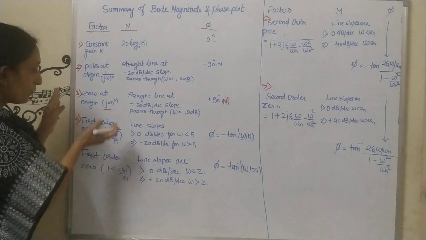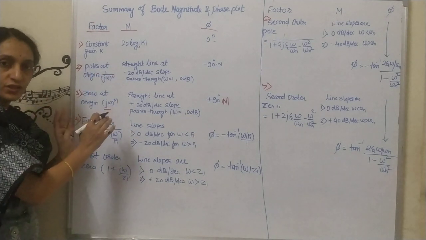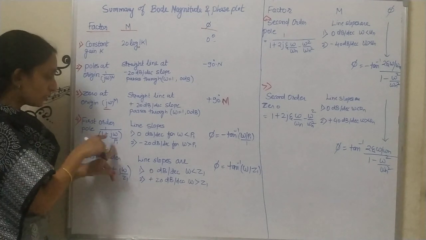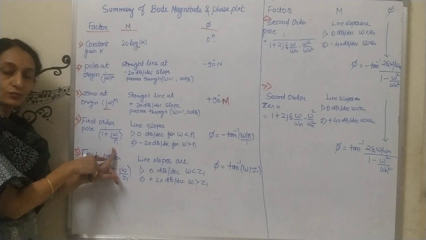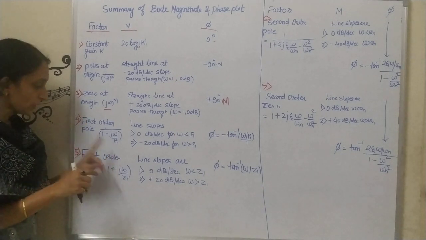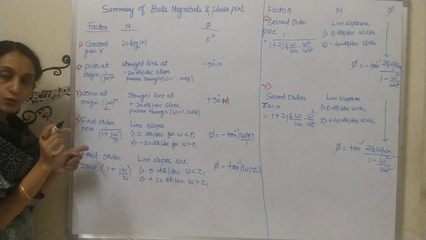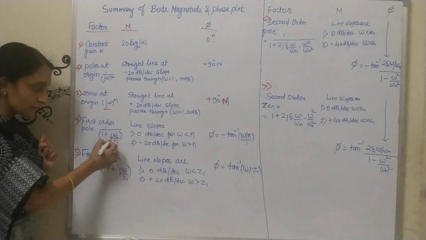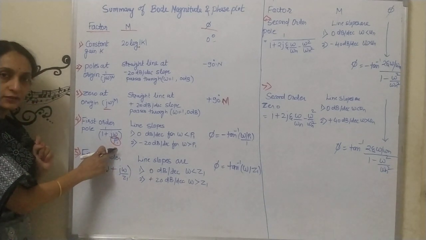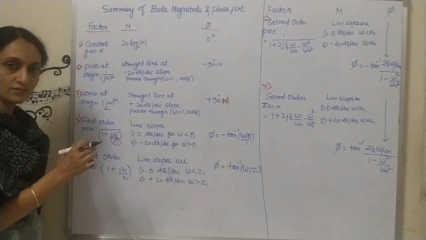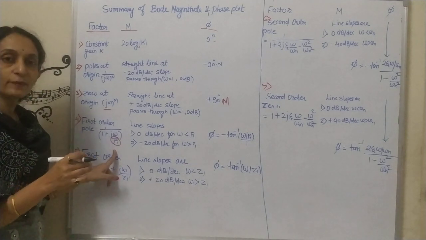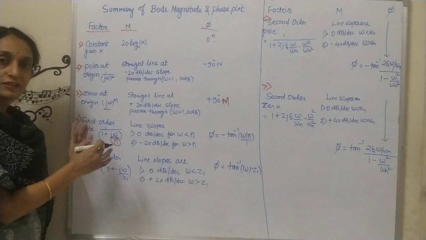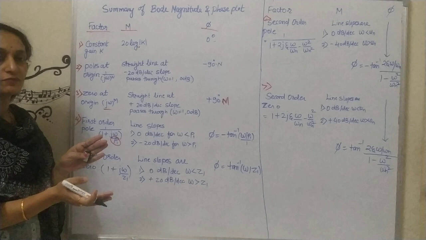Please understand. When the pole or zero is at origin, you get a single line slope. But for such a real pole or zero, there will always be a corner frequency. What is the corner frequency? When we arrange the transfer function, we get the omega by something term. Look at this, this part will be in the denominator. This part is called the corner frequency. Your line slope always changes at the corner frequency. Before the corner frequency, the line slope will be different, and after the corner frequency, the line slope will be different.